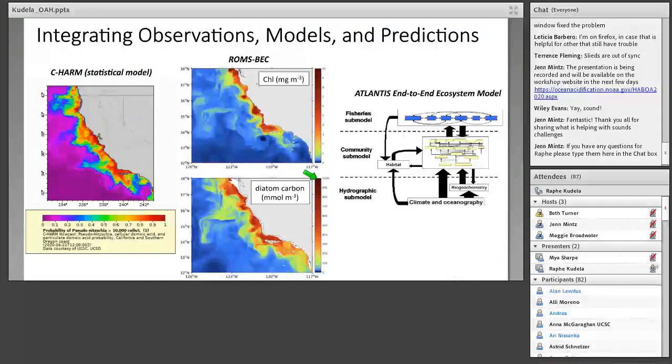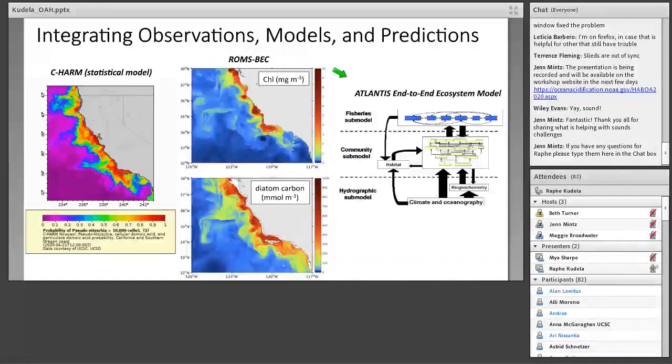And so one example of how we can do that, we have the statistical model called CHARM, which I'm showing on the left. This is based on statistical parameters that was originally described and maintained by Clarissa Anderson. It looks at things like ocean color and temperature, and it can give a 3-day forecast of how likely it is that we're going to see domoic acid in California. We're moving with Daniele and others at UCLA to embedding this within the ROMS-BEC model, which is a full physical model that has biogeochemistry in it.